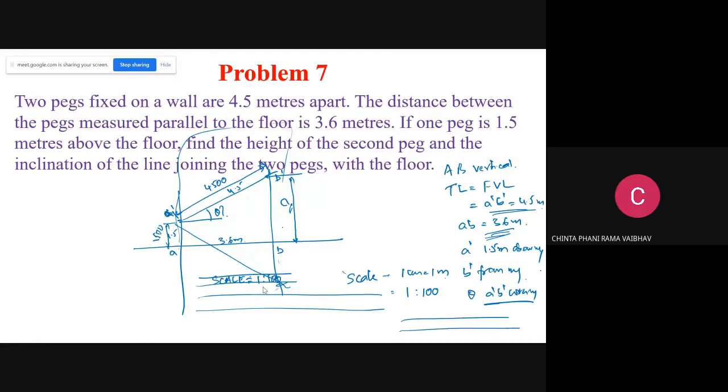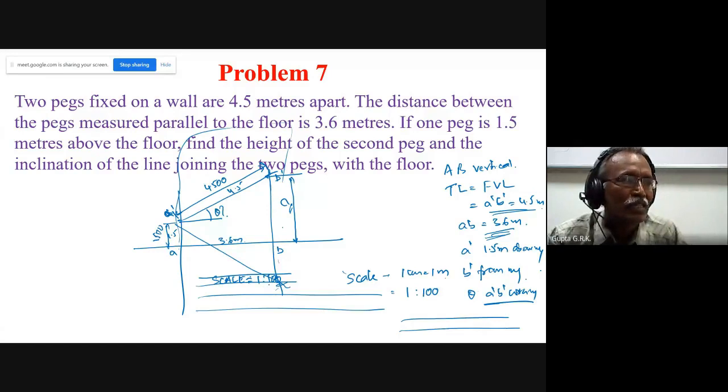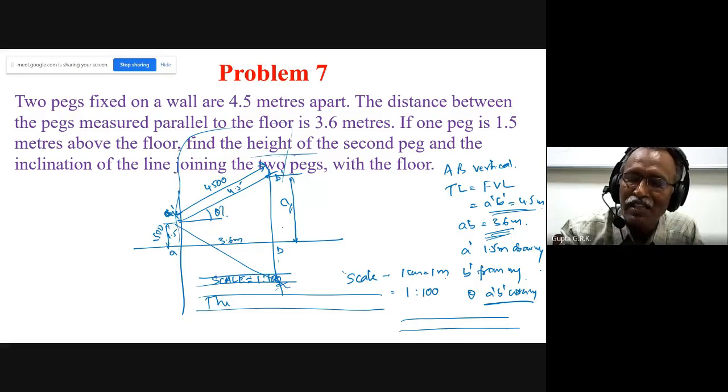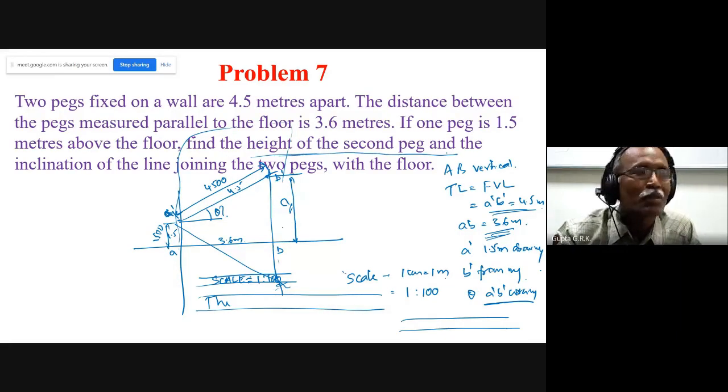Yes, sir. Kindly mention what to write in scale in detail, sir. Okay, scale 1:100, only you have to write. And here, the height of the second peg from the ground, you can give from the floor, right? And the inclination of the line joining the pegs is equal to so many degrees. These three you have to write.